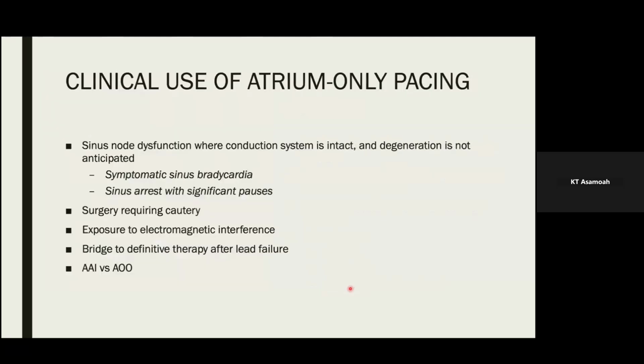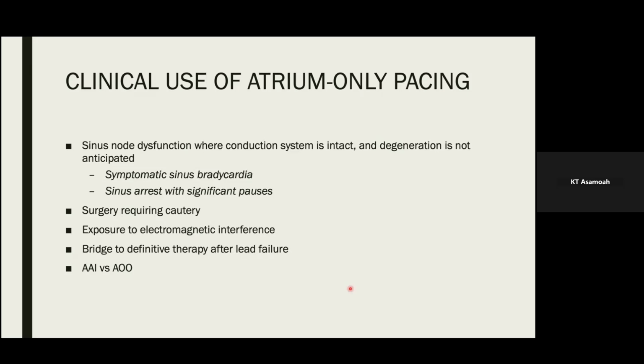Clinical uses of atrium only pacing. If you have a sinus node dysfunction and the conduction system is intact, and in your clinical estimation you don't anticipate further degeneration, then you could do atrial only pacing. So hypothetically, you have a young person who, for some reason, has some symptomatic bradycardia, has no cardiovascular risk factors, and the only problem is the bradycardia. And you don't anticipate any further disease going down. You could do atrium only pacing.